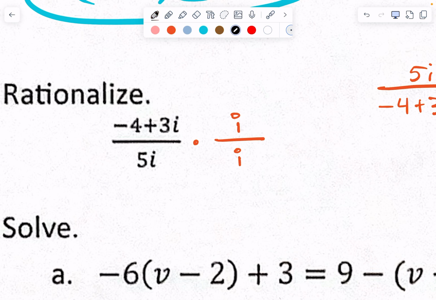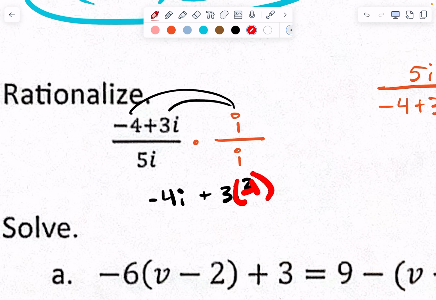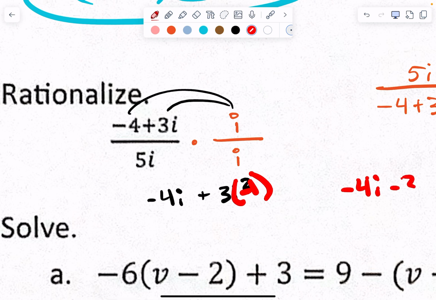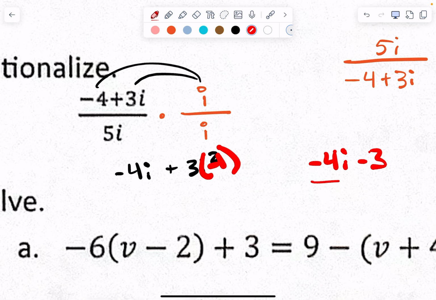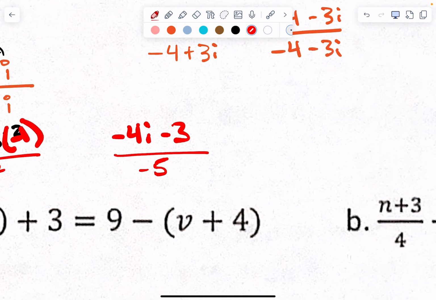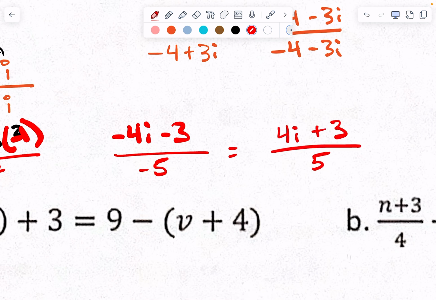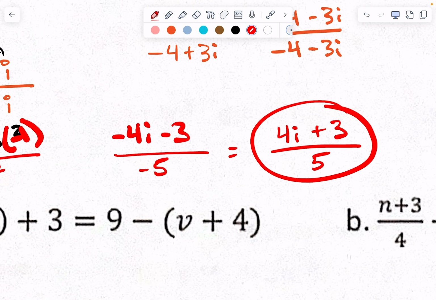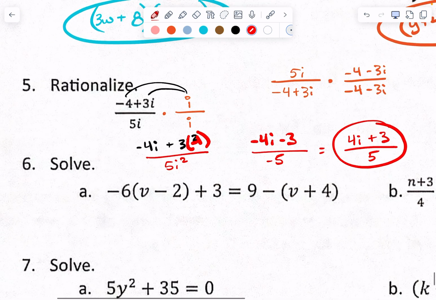Okay, so if I multiply by i, let's distribute that through. Negative 4 times i is negative 4i, right? 3i times i is 3i squared. So what does i squared mean? Negative 1, right? So that would be negative 4i minus 3, all over on the bottom, 5i squared, which is negative 5. You can leave your answer like that, but since all 3 pieces are negative, let's make all 3 pieces positive. So 4i plus 3 over 5. There we go. Okay, and I have successfully gotten the i out of the bottom, so we're good to go.